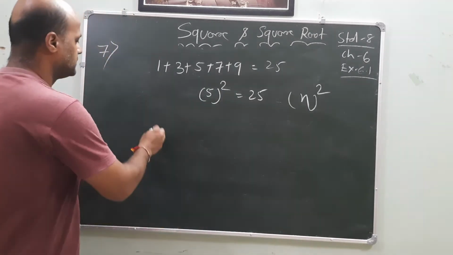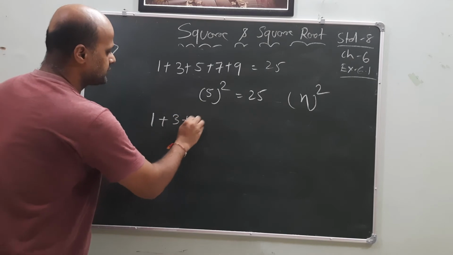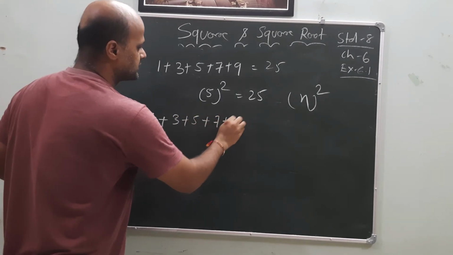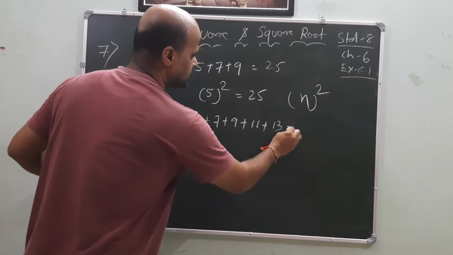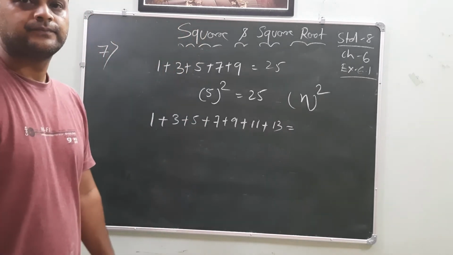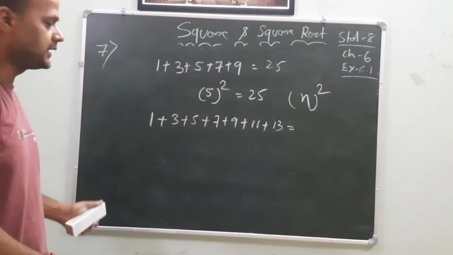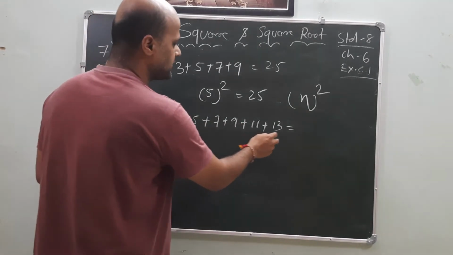What is that? 1 plus 3 plus 5 plus 7 plus 9 plus 11 plus 13. How much it will be? Same formula. Count how many numbers are there? 1, 2, 3, 4, 5, 6, 7.